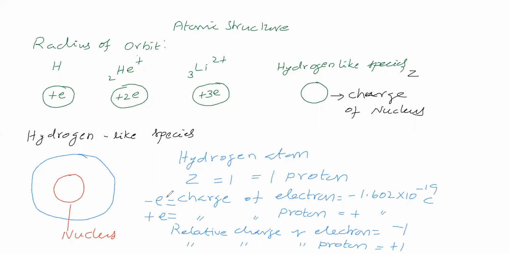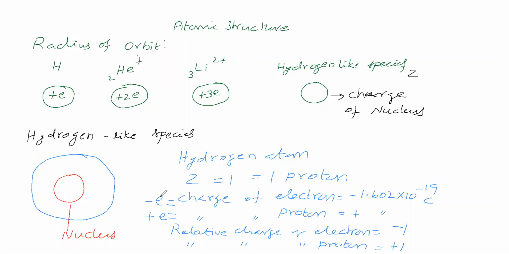Because the magnitude is the same, only the sign is opposite. So if you take the charge of an electron as minus E, then the charge of a proton we will take as plus E. Now for the hydrogen atom, the atomic number is 1, so the hydrogen atom nucleus contains 1 proton. So 1 proton means plus E is the charge of the proton, because the charge of an electron we take as minus E and the charge of a proton as plus E.